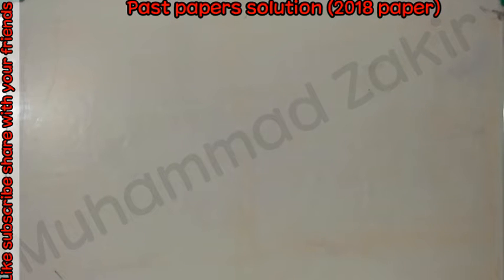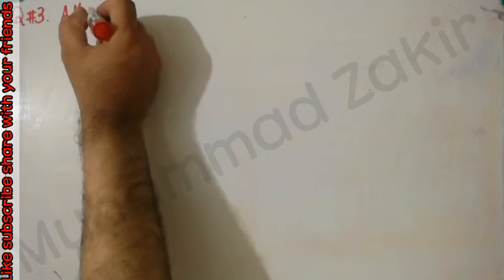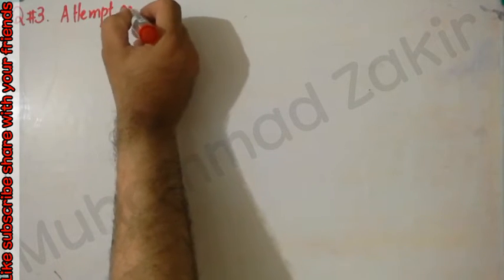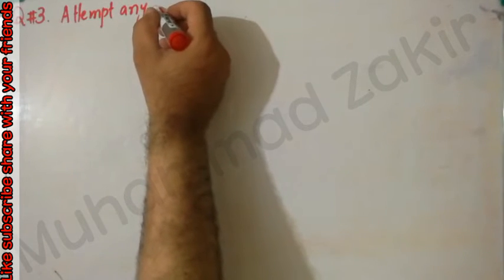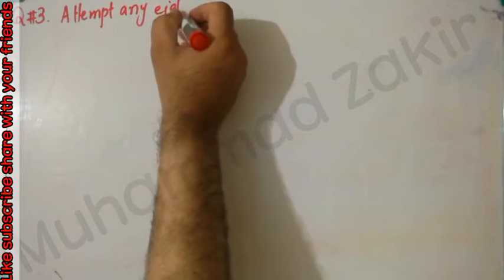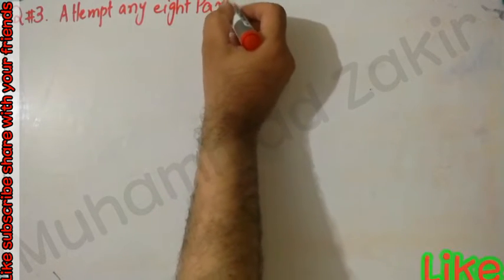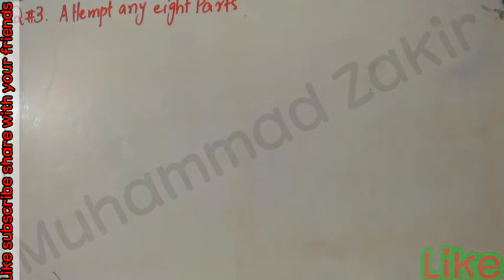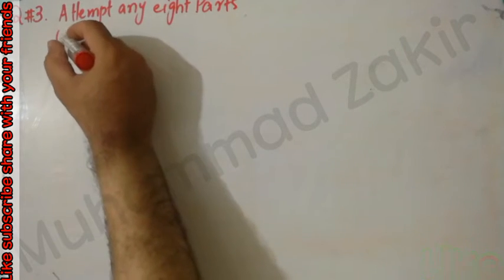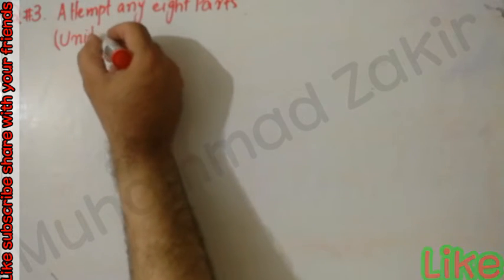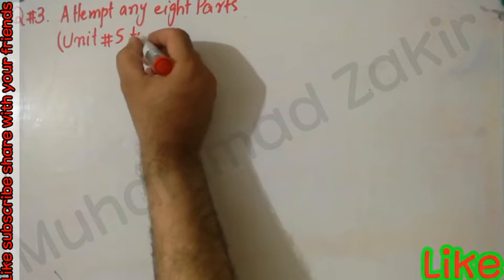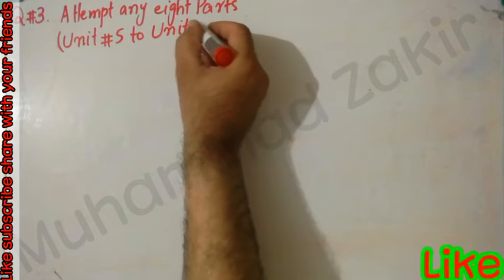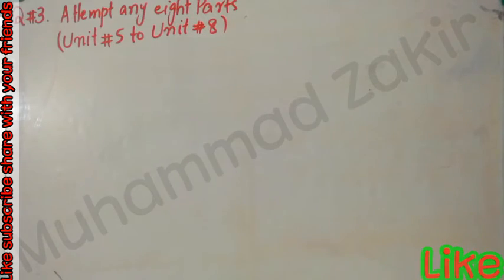Question number 2 was solved earlier. Now question number 3. Attempt any 8 parts. We know, students, this question is from Unit 5 to Unit 8. So first year mathematics Unit 5 to 8 past papers are being solved.